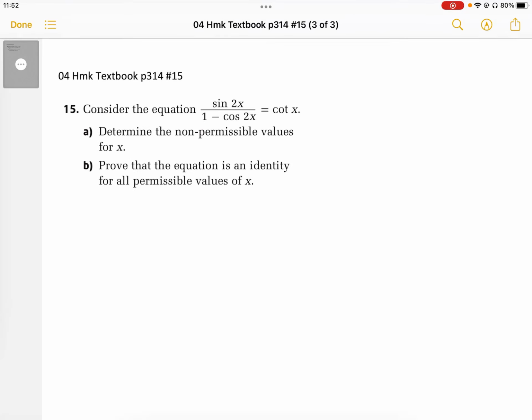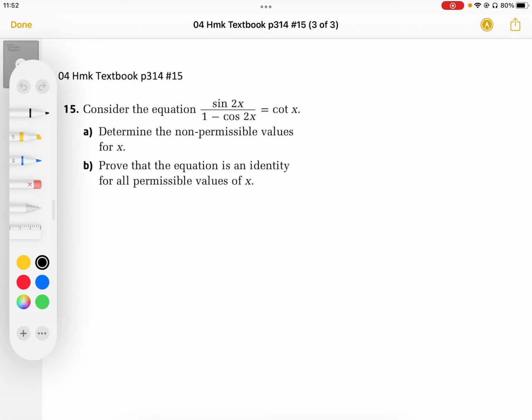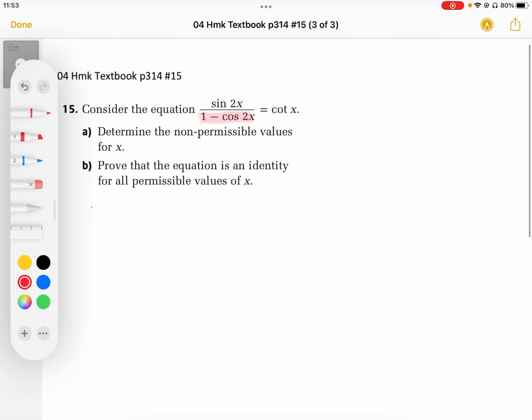Number 15 says, consider the equation sine 2x over 1 minus cos 2x equals cotan x. It says determine all non-permissible values for x. The non-permissible values are going to occur where the denominator is equal to 0. So I'm going to look at my denominator here, and so I have 1 minus cos 2x equal to 0.